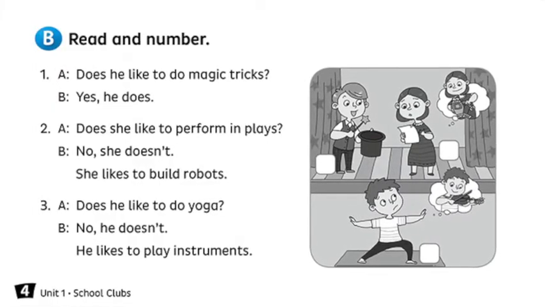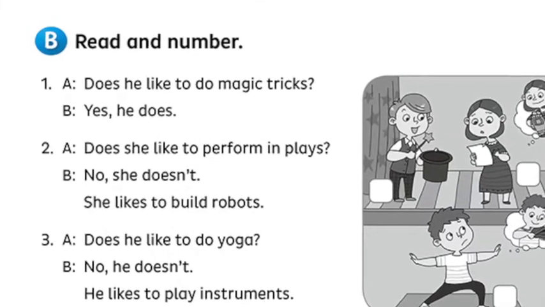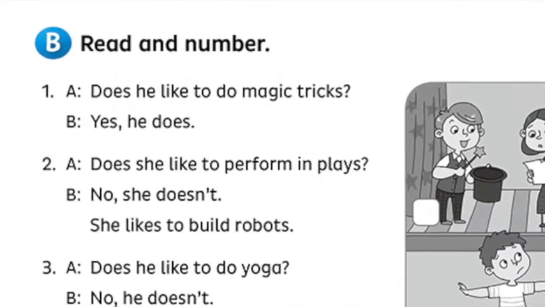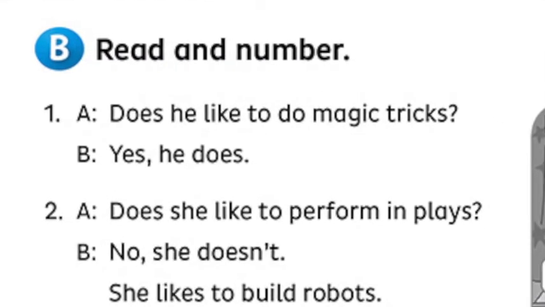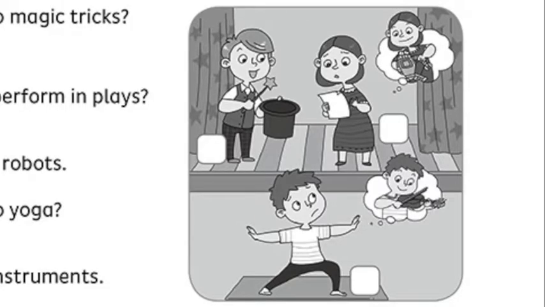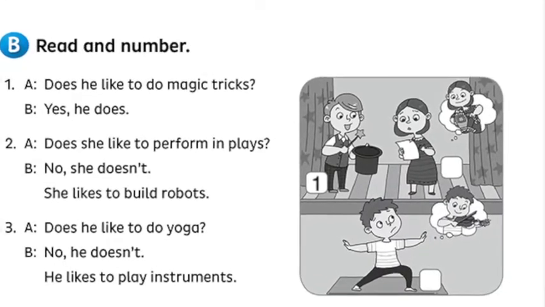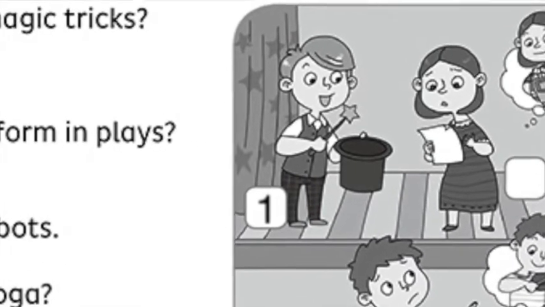says, does he like to do magic tricks? Yes, he does. So on the picture here, what picture or what box do we write number 1? So that would be this picture right here, the boy doing magic tricks. So that's what we do, number 1.